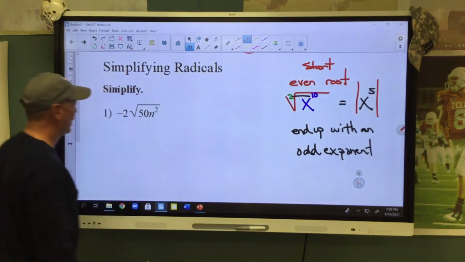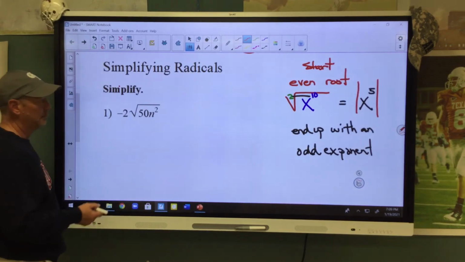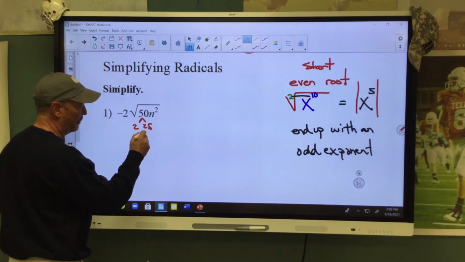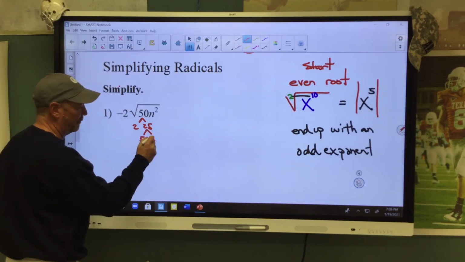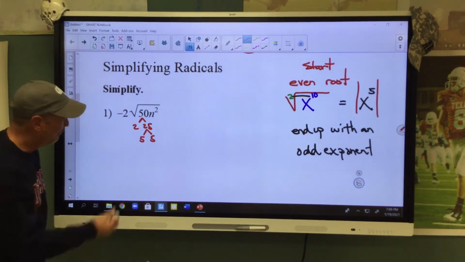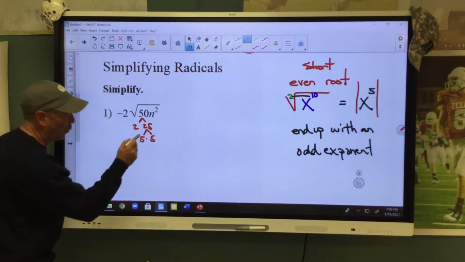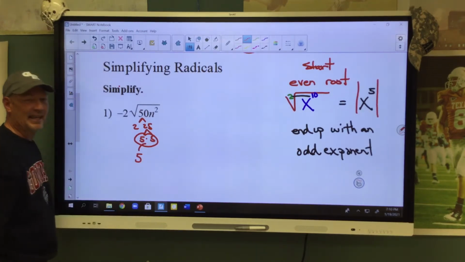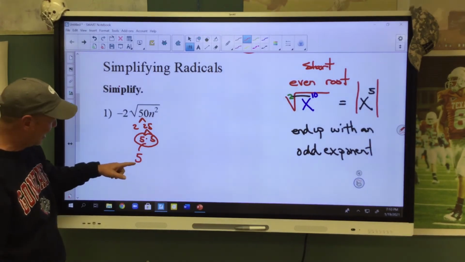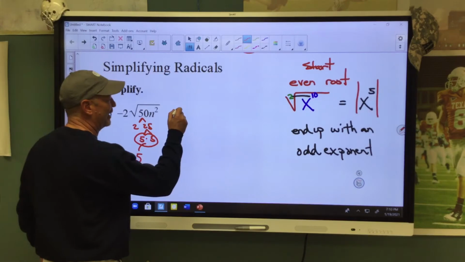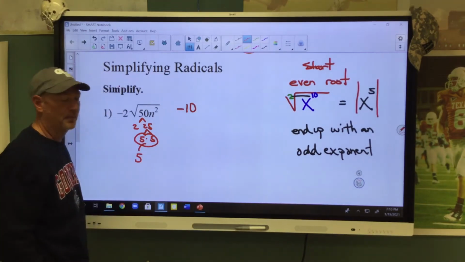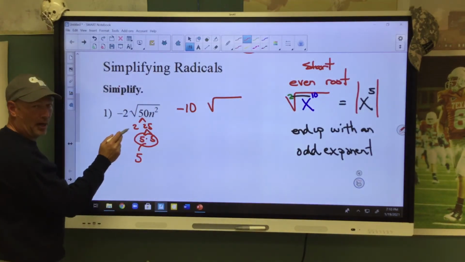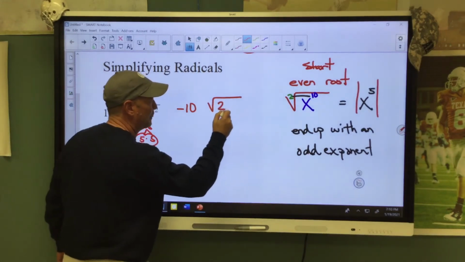Watch what we do. We're going to break down our 50. Our 50 can be broken down into 2 times 25, and this will be 5 times 5. There's your pair. 5 times 5 is a pair. What are we going to take out? We're going to take out a 5, but the 2 has to stay inside. So this is outside, this is outside. That's going to leave me with a negative 10 on the outside. And we're going to say this 2 was not paired up, not matched up, had to go on the inside.